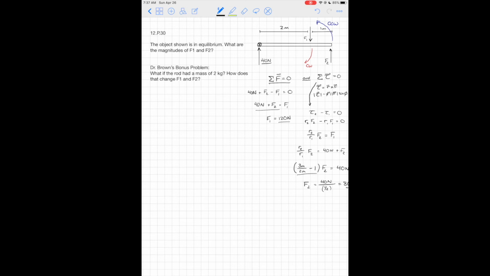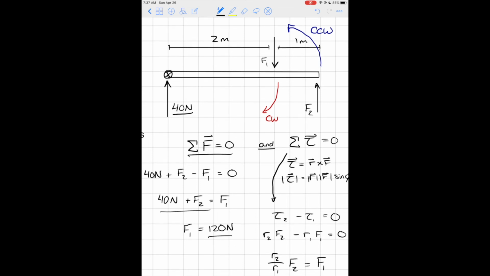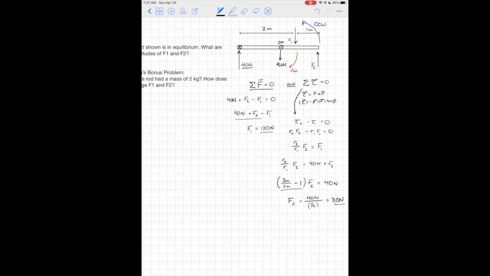Well, it changes because now I need to place one more force on this picture, right at the center of its mass. Maybe let's do a dot here or something. At the center of mass, I need to place its weight: 2 times 9.8, 19.6 newtons, right at the center of mass. So now I have a total of 4 forces, and that just complicates the matter a little bit.